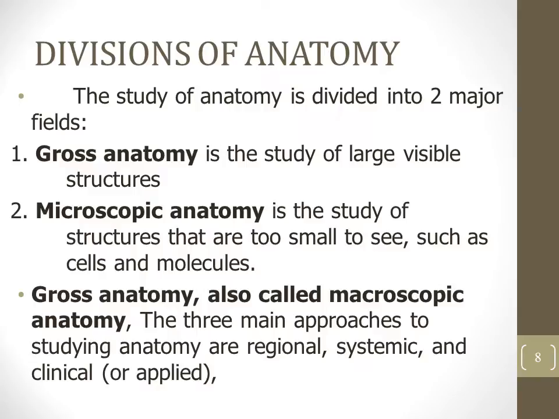While the structures that are very small, that cannot be easily seen with our naked eye, only with the aid of a microscope, are studied under microscopic anatomy. And those structures are the cells and the molecules. But in gross anatomy, all organs in the body are what we study.